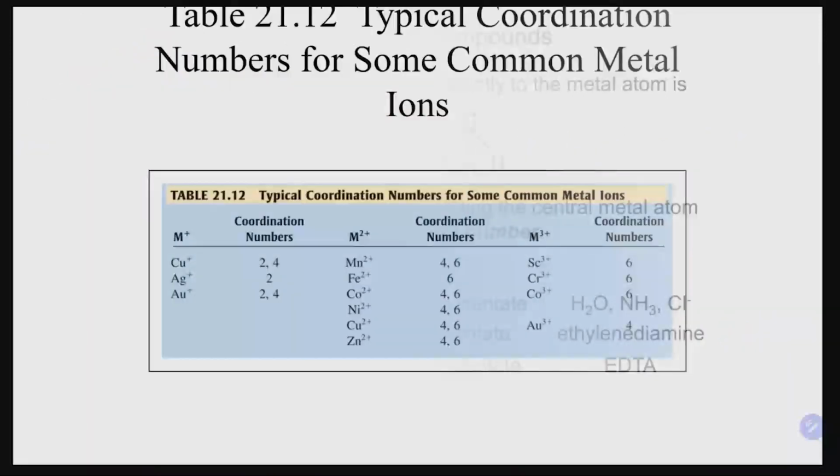Now, how do we know how many ligands will attach to a particular metal? It is related to the charge, and things with a +1 charge typically will have a coordination number of 2 or 4, which is very common. As typically the positive charge increases, we do see the coordination number increase as well. So our +2s could do 4 or 6. Our +3s could get to a coordination number of 6. So 6 ligands could attach to it. And gold, though, gold 3 will only do 4.